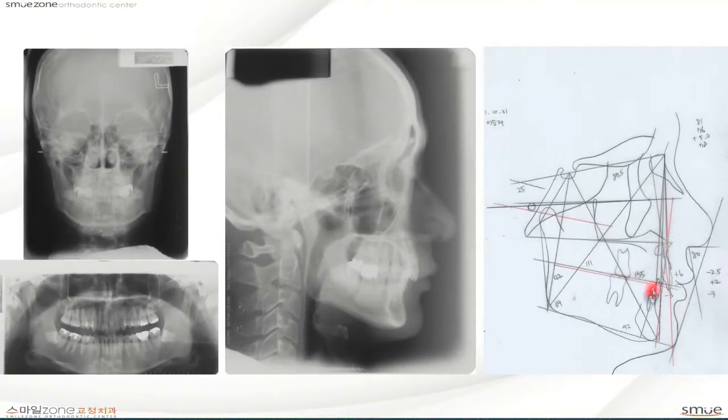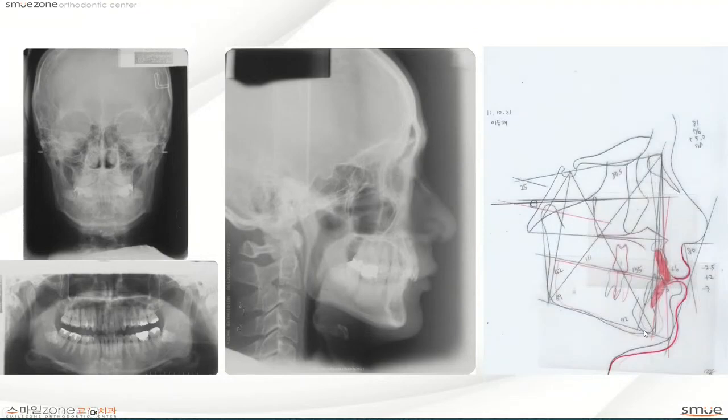So, class 2 skeletal situation, I'm thinking about lower mandible advancement surgery. The patient doesn't want to have surgery, but as a plan, I suggested it as one of the options.